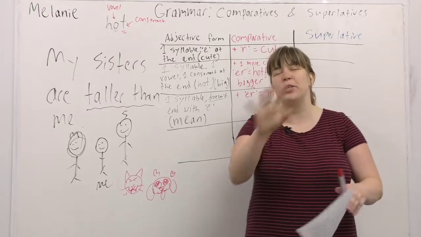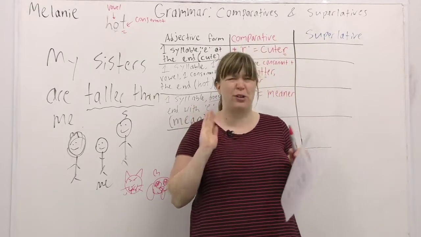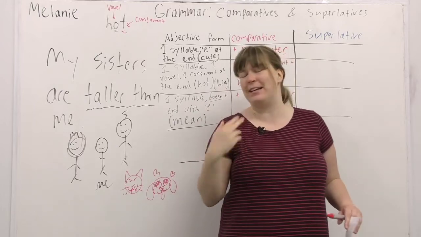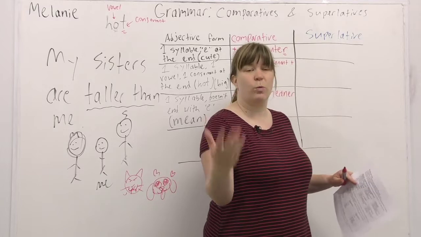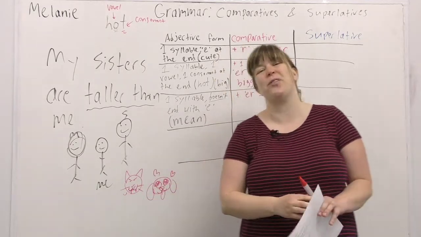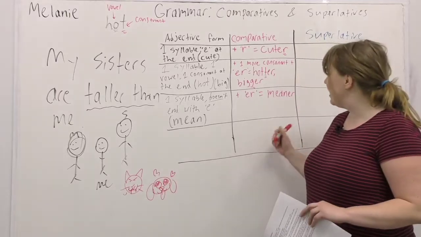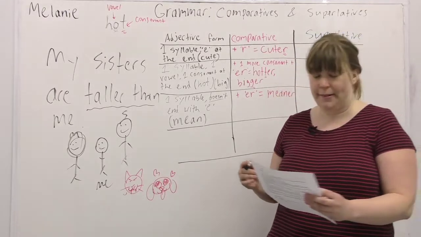Because cats, sometimes you pet them and then they go, whoosh, they just swipe out at you for no reason. So in my opinion, cats are meaner than dogs. What do you think? Which animal is meaner? Feel free to let me know in the comments if you like. All right, and let's see, just two more rules, I believe.